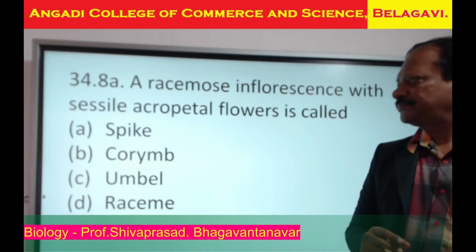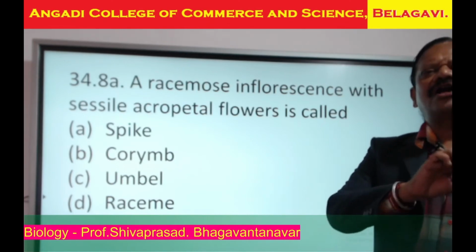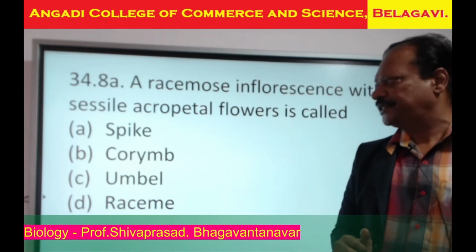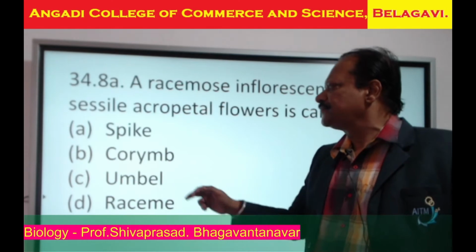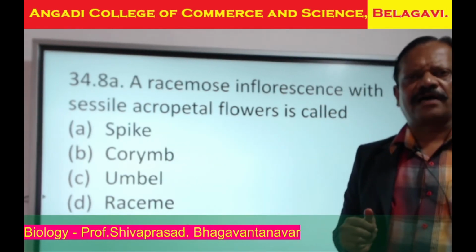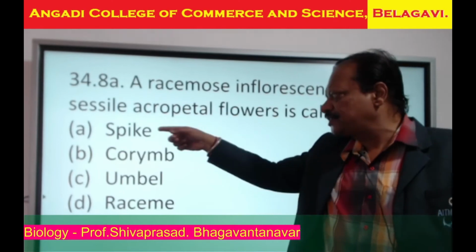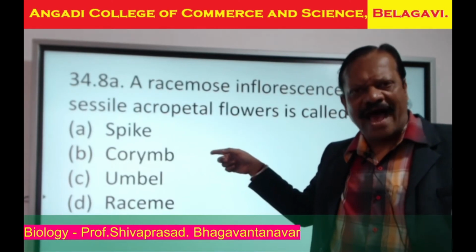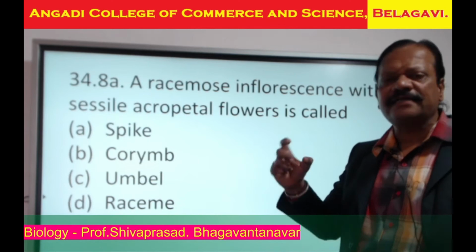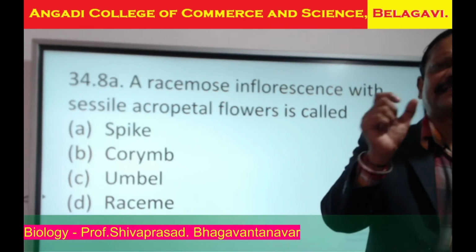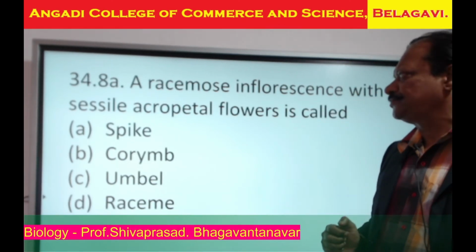Okay, now in racemose type of inflorescence, the flowers are directly attached to the rachis, and a long elongated structure is produced. Say, for example, the spike type of inflorescence. In case of spike, it is a long elongated floral axis. On either side, the sessile flowers are produced.